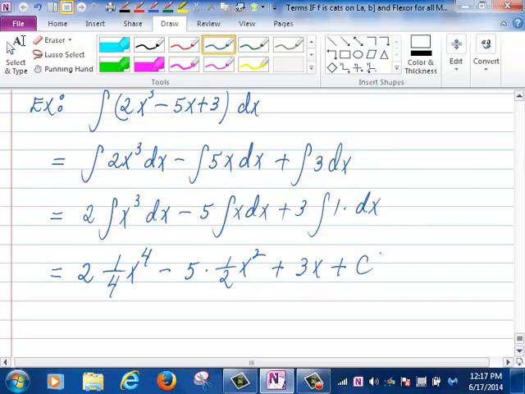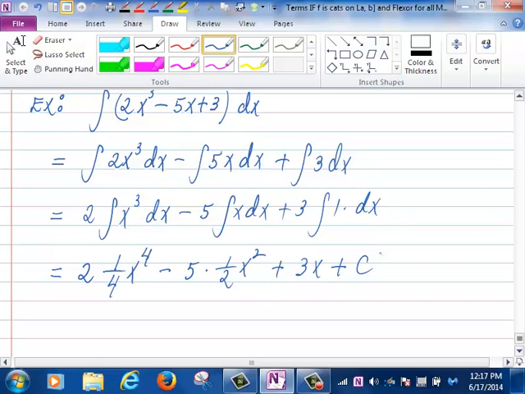Well, I have the integral of this polynomial. So my previous theorem says I can integrate term by term. So I integrate one term at a time: integral of the first term, integral of the second term, integral of the third term.